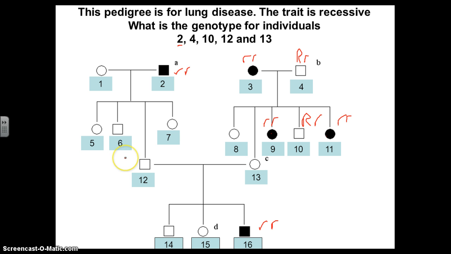Now, person 12 is interesting. So person 12, if you take a look, they're from this family here, and they have a recessive child here. So in order to have a recessive child, you must be heterozygous, because in order to have a recessive trait, every parent must at least carry the recessive trait in order to have a baby that shows the recessive trait. And then 13 must also be big R, little r. And that is the Punnett square for this family.